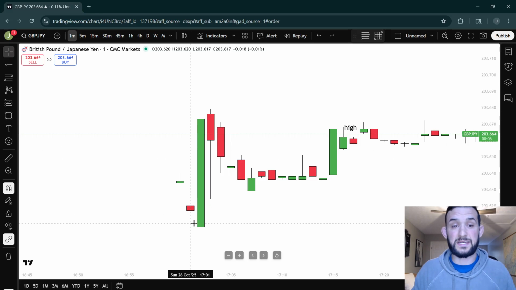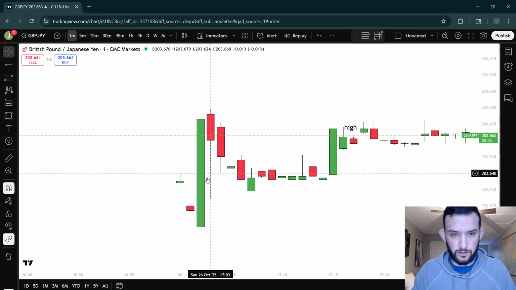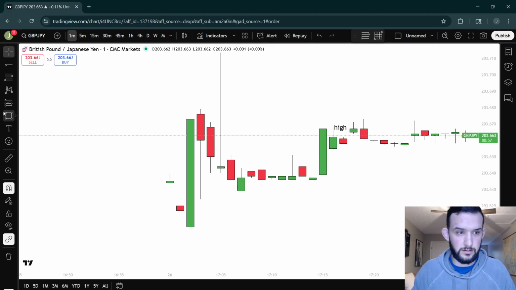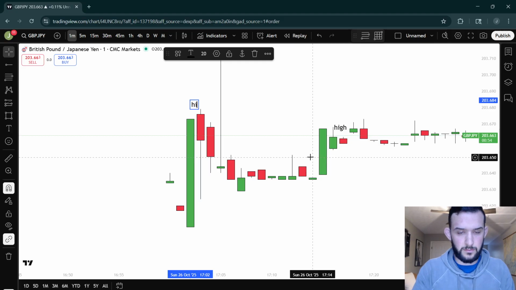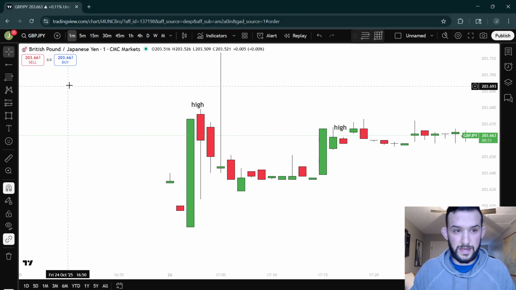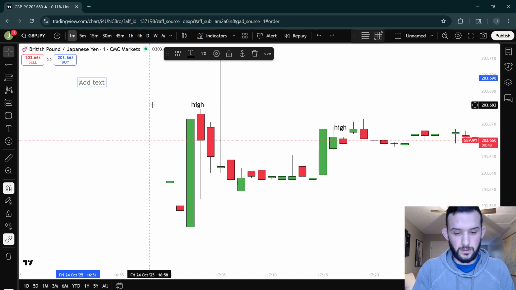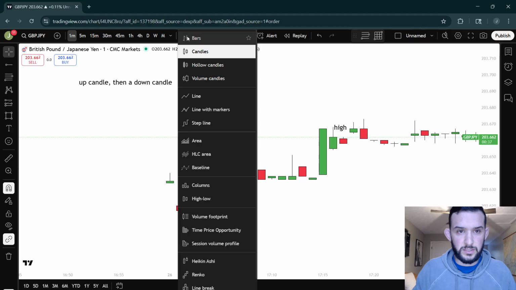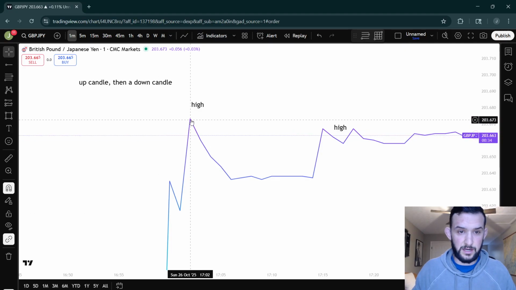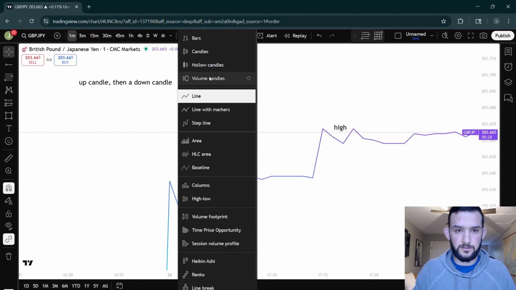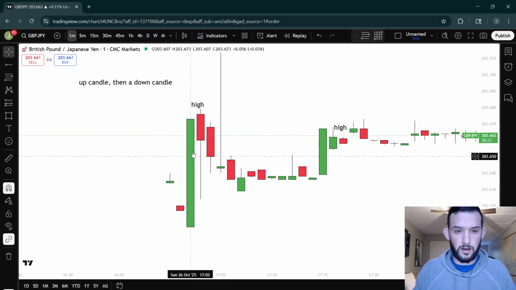Same with this one. What makes a high? An up candle, then a down candle, because it goes up and then it comes down. So that's the highest point. We saw that on the line chart, right? Right here. So again, this is a high. What makes a high? Up candle, then a down candle. That's what makes a high. So again, looking at a line chart, look at the high. It's right there. We can tell because that's the highest point of this line. So when we go back to the candles, you can tell, boom, up candle, down candle.